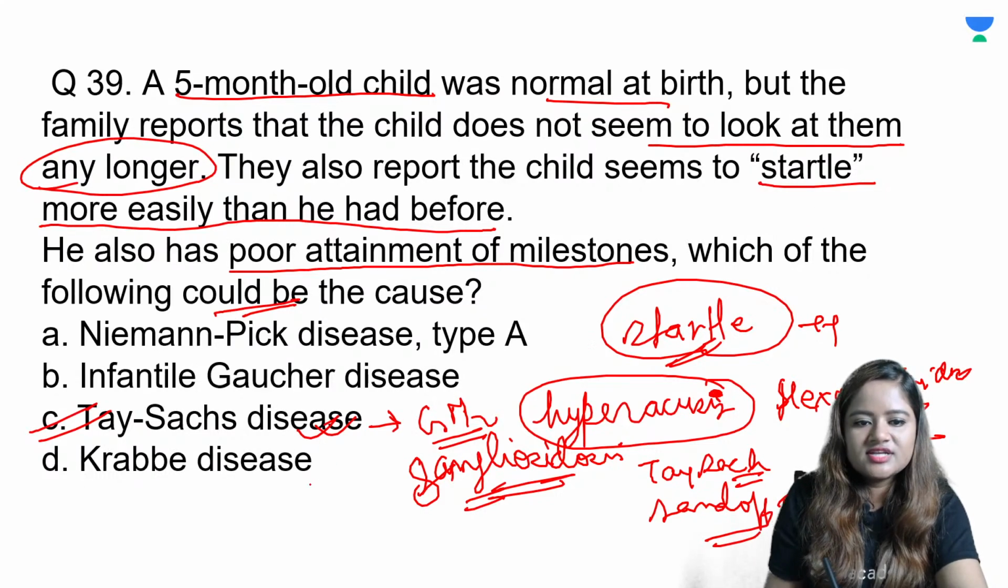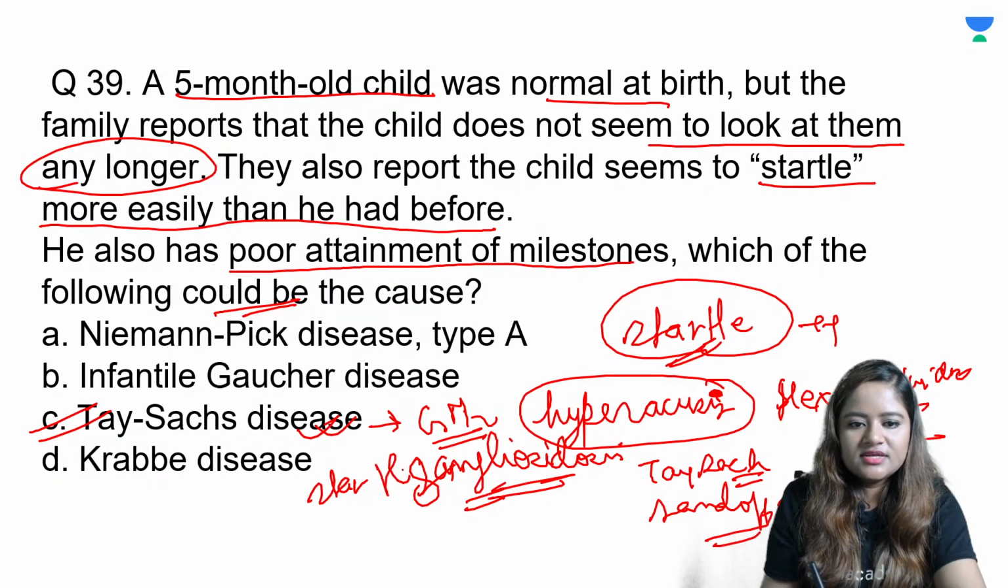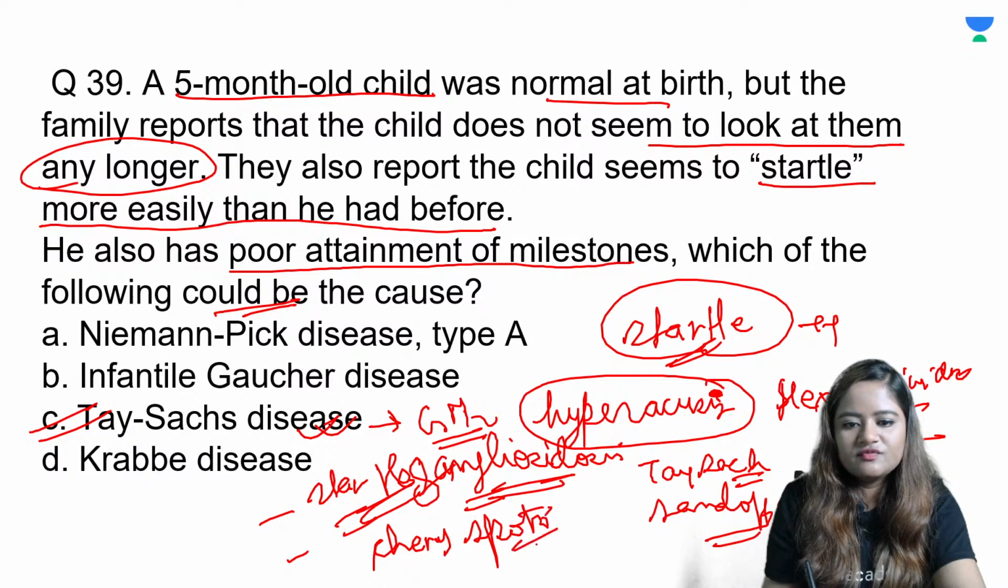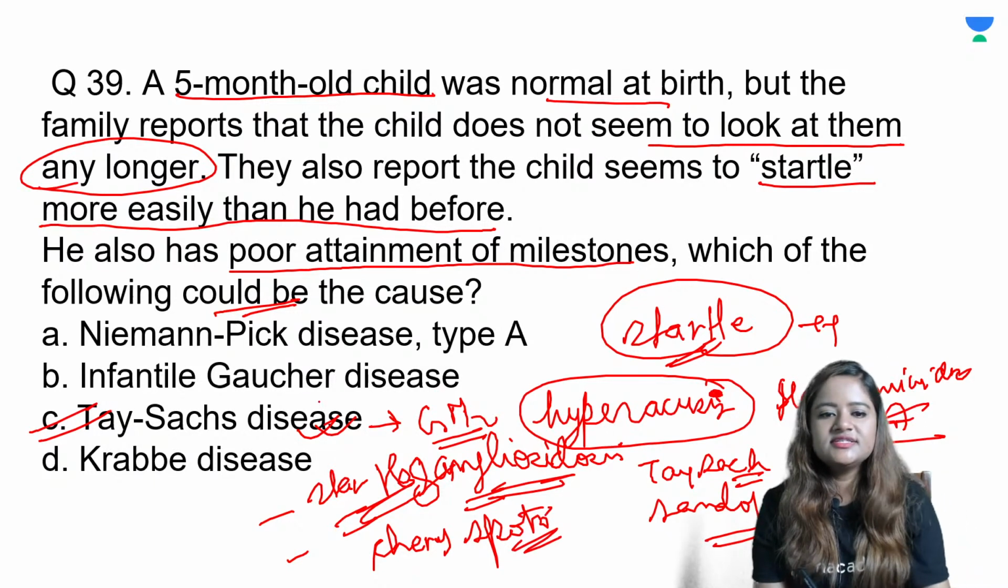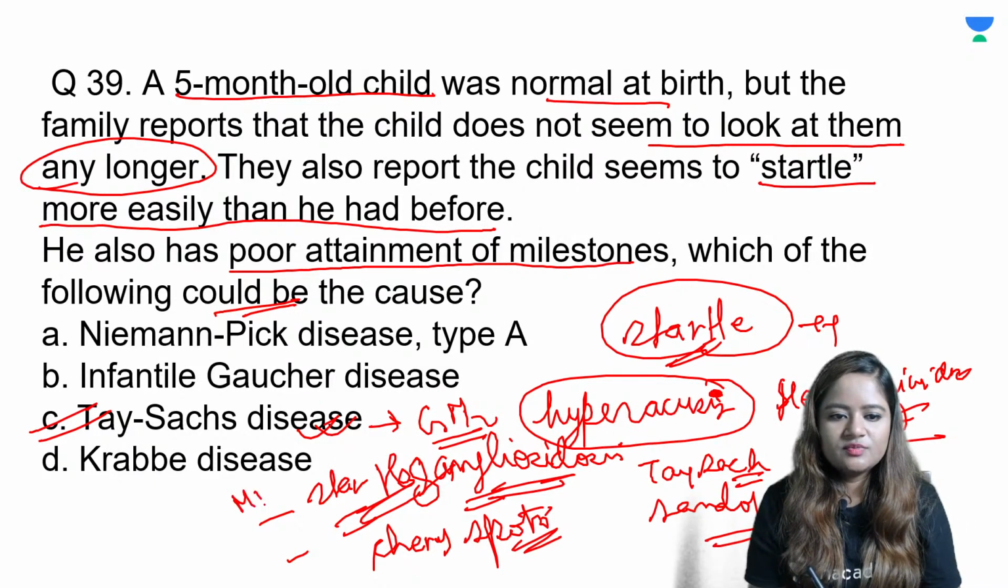One is your startle response, that is your hyperacusis. Okay. Then, apart from hyperacusis, you also get cherry red spots on examination of the macula. The cherry red spots are also found in Tay-Sachs disease, and mental retardation is also present, and you have lack of eye contact. Okay.